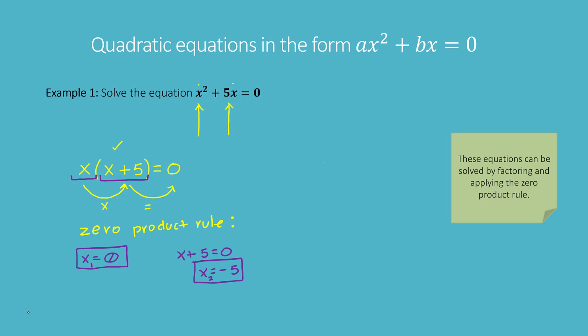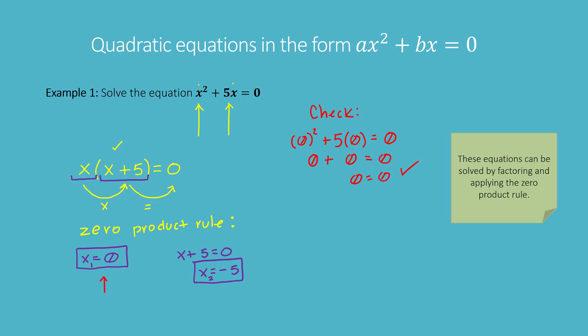We can check our solution by substituting our answers in the equation. Let's check our first result, x1 equals 0. x, which is 0, squared plus 5x, which is 0, should give us 0 as a result. 0 squared, 0, plus 5 times 0, 0. And 0 plus 0 is 0, so we are correct.